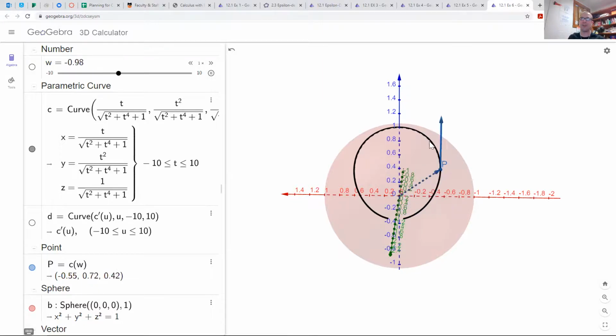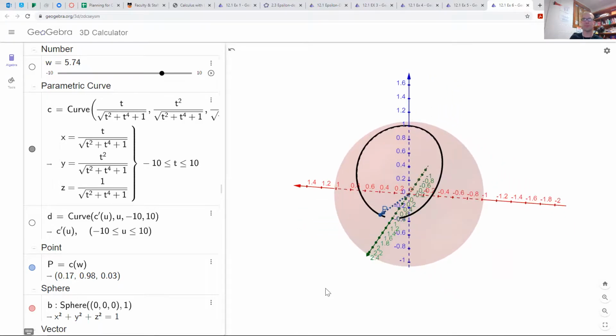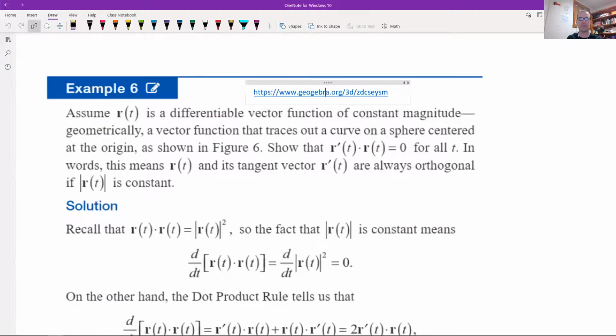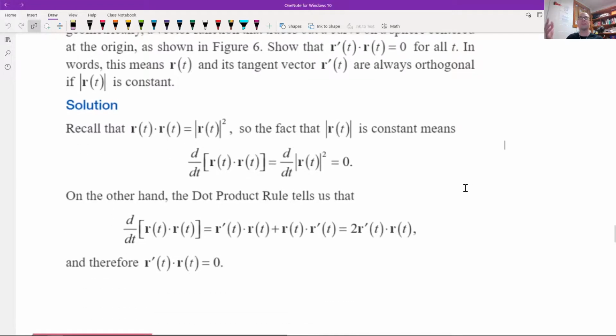But yeah, I just made this function up out of thin air. It's not necessarily in our book, but it does fit on the surface of the sphere. So that's cool. All right. So yeah, dot product rule coming into play. Cool to see a position vector always orthogonal to a tangent vector.